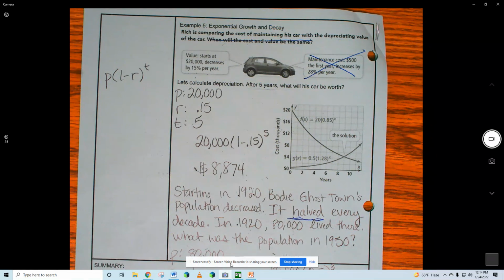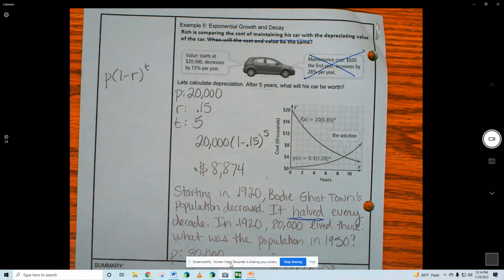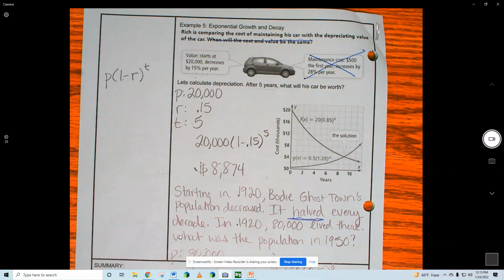Okay? So, decay means the number next to the exponent is less than 1. Growth means the number with the exponent, the base, is bigger than 1. Adding versus subtracting. Okay? So, I'll stop the video and we'll talk about the homework paper.